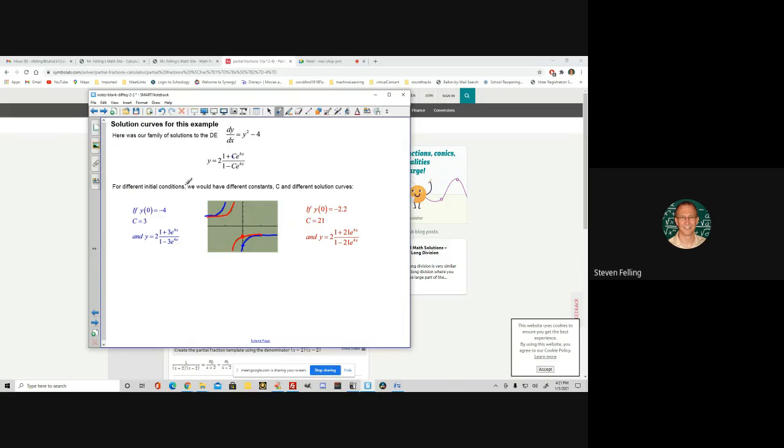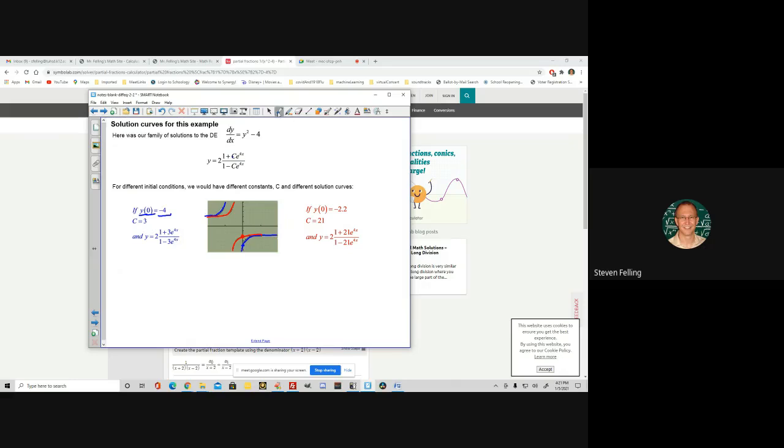So if we happen to have an initial condition, we would get a different solution curve. For example, if we were given the condition y at x equals 0 is negative 4, then if you plug in 0 for x, you get (1 plus c over 1 minus c) times 2 has to equal negative 4. And when you solve for c, you get 3. So that would be a 3 here and here, and that would produce this blue curve if you graph it in a calculator.